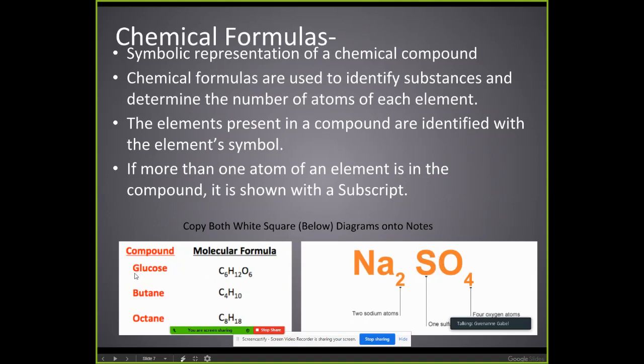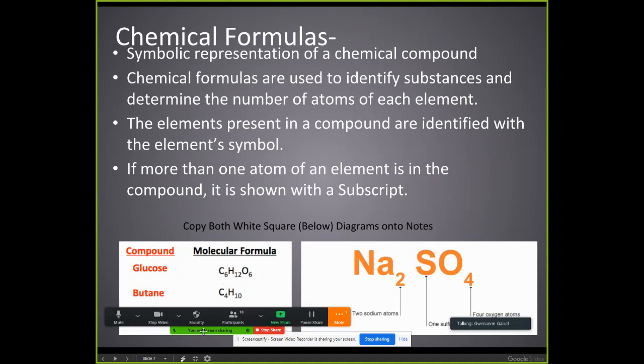Okay, and so here, like glucose, that's a type of sugar and your body makes it naturally. This is the chemical formula for glucose. It has 6 carbons, 12 hydrogens, and 6 oxygens.